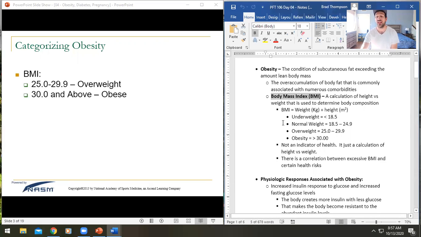And so as we're looking at it, how we calculate our body mass index is going to be a calculation of your height versus your weight. By definition, it is literally just a formula to give us one simple number.